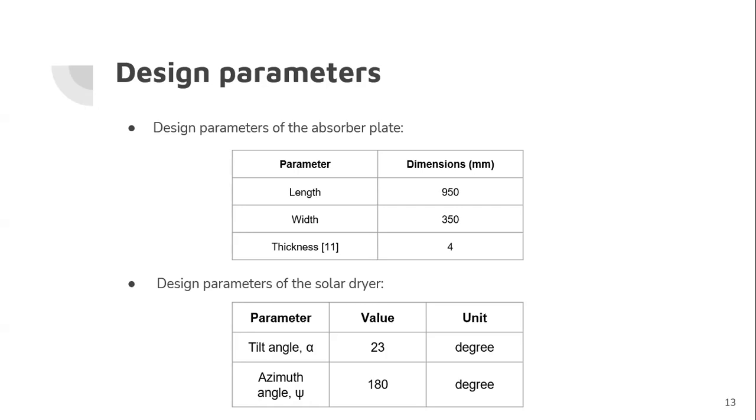When it comes to the solar dryer, we have chosen the tilt angle and the azimuth angle as follows. And this is from the Global Solar Atlas, which is an online resource where we put the coordinates of our university as the working area or the working place. And it showed that this should be the optimum values.